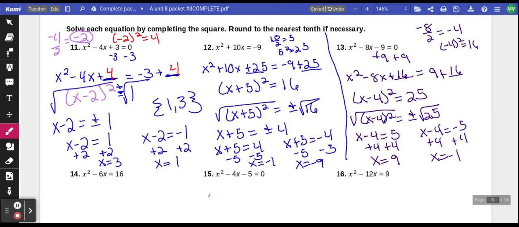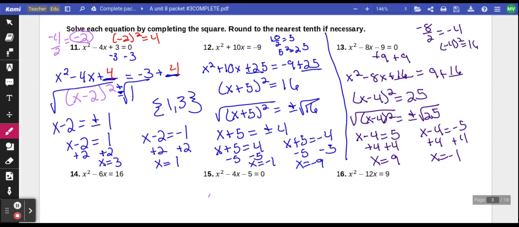So I finished solving 12 and 13. For 12, it already had x squared plus bx. So I took b, divided by 2, got 5, squared that, got 25. I added 25 to both sides. That gave me (x plus 5) squared equals 16. Take the square root of both sides, remembering plus or minus. So I got x plus 5 equals plus or minus 4. So x plus 5 equals 4 gives me the solution x equals negative 1. x plus 5 equals negative 4 gives me the solution x equals negative 9.